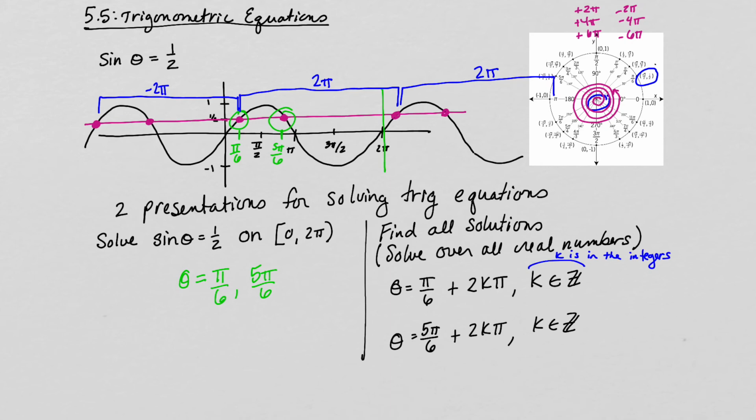Okay. All this part here is saying that if k was 1, then I have 2 pi. If k is 2, then I have 4 pi. If k is 3, I have 6 pi. If k is 4, I have 8 pi. If k is 5, I have 10 pi. If k is 6, I have 12 pi, right? Or if k is negative 1, I have minus 2 pi. If k is negative 2, I have minus 4 pi. If k is negative 3, I have minus 6 pi.